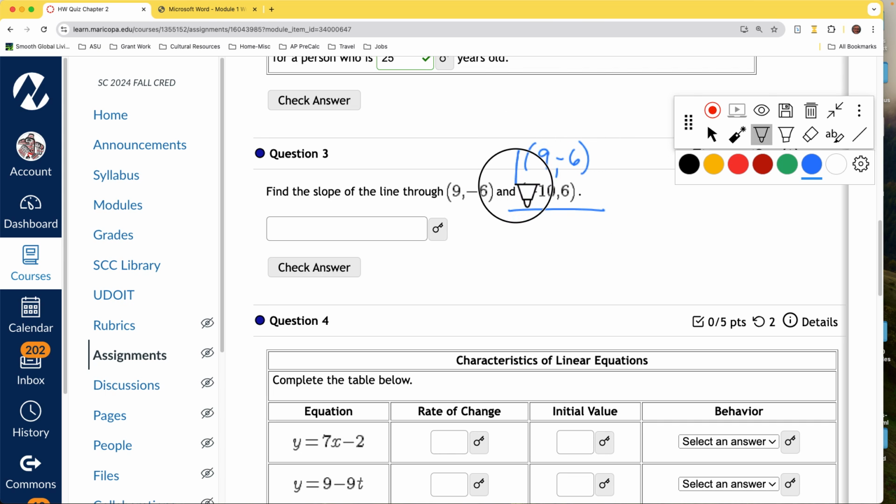And I'm going to vertically subtract. So 9 subtract negative 10. By subtracting a negative, it becomes plus. So 9 plus 10 is 19. I've got negative 6 minus 6. Negative 6 minus 6 is negative 12. Good. Some people will think that that's 0, but that's not right.